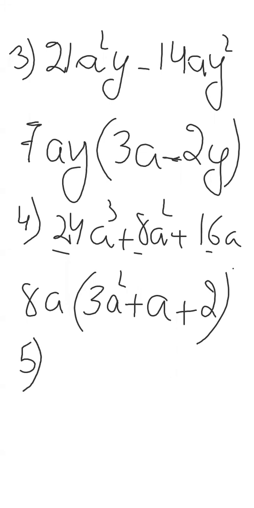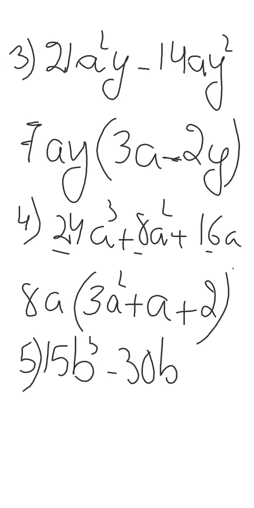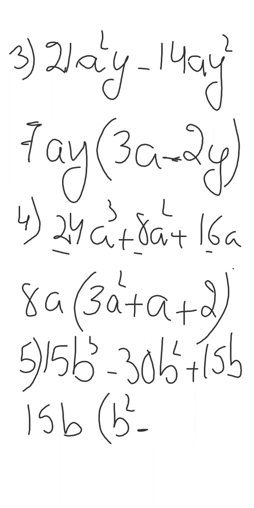Part 5: we have 15b cubed minus 30b squared plus 15b. Similarly, 30 means 15, so we can take 15 from all three. B cubed, b squared, b: surely we take the smaller one so that I can take it from all three. So b. Now b squared minus 2b plus 1.